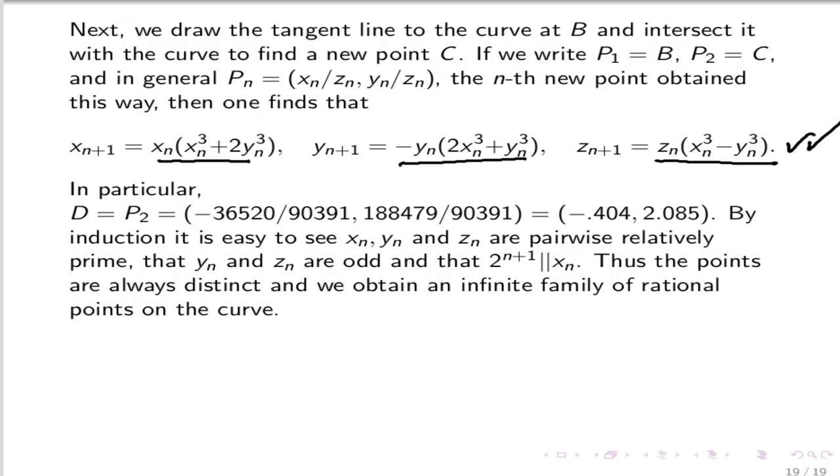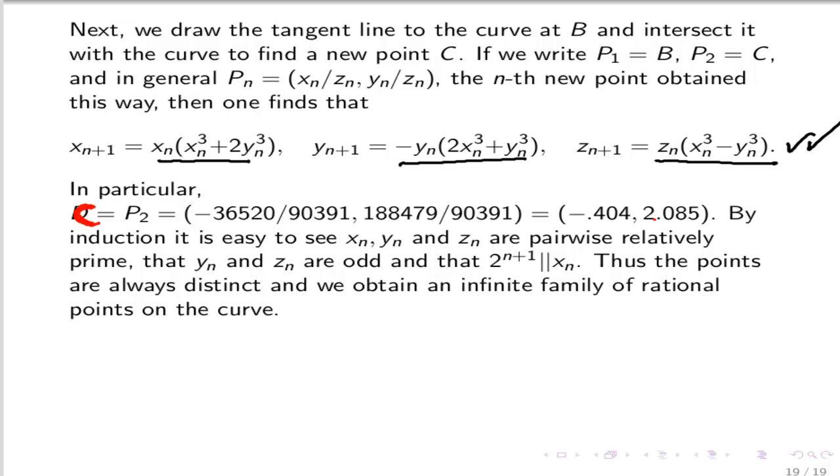So in particular, the next point of intersection we would have obtained, this point, not D, but C, that's the point C right here, is, I'm not even going to try to pronounce those fractions, minus 0.404, comma, 2.085.